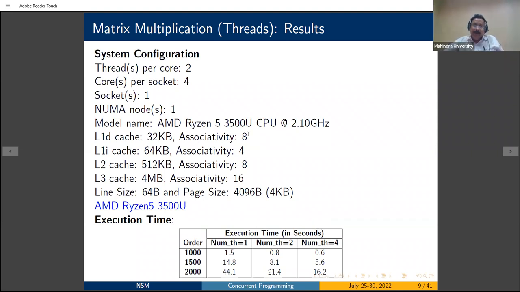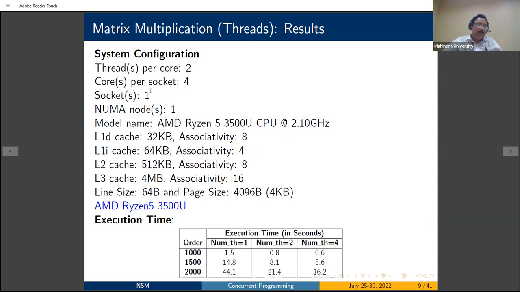Yes. To understand the speed ups, we should have some idea about our system configuration. Then only we can write better concurrent programs. Just a few minutes back, I showed the configuration of my system, right? You saw that the number of threads per core is 2 and cores per socket is 4. So the total number of cores is 4 times 2, that is 8.